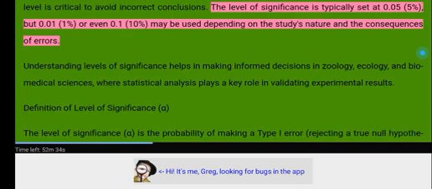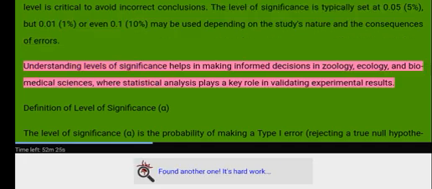The level of significance is typically set at 0.05, 5%, but 0.01, 1%, or even 0.1, 10% may be used depending on the study's nature and the consequences of errors. Understanding levels of significance helps in making informed decisions in zoology, ecology, and biomedical sciences, where statistical analysis plays a key role in validating experimental results.